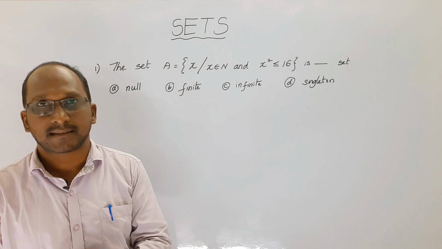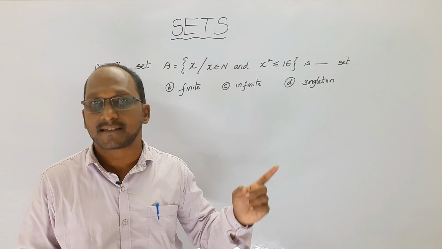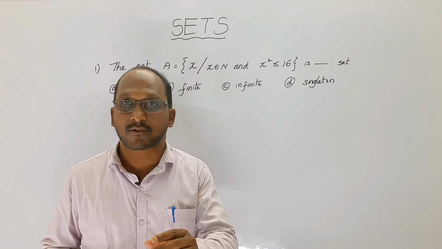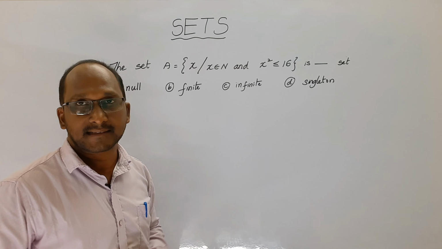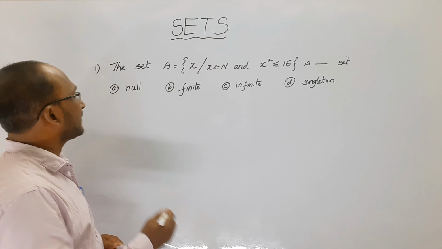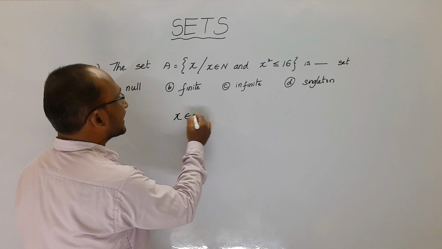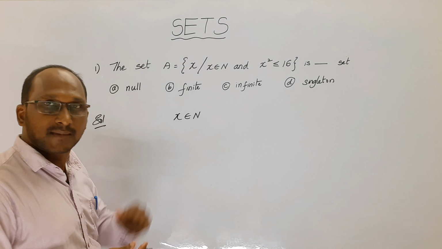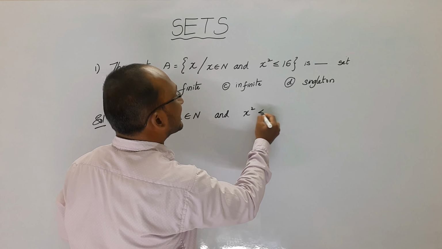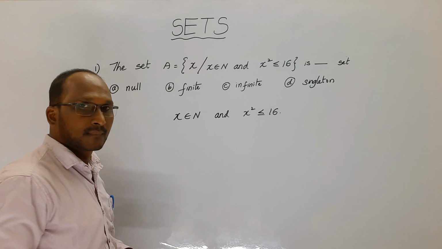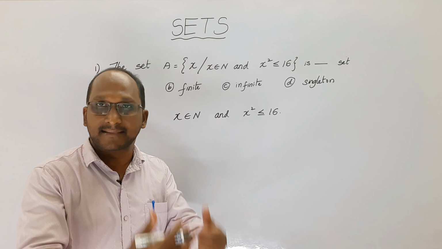So to decide the type of the set, first you have to write the given set in the roster form. That is also called list form. That's why here first let us list out the elements in the given set A. So what is the given set? The conditions in the given set are X is a natural number and its square is less than or equal to 16. So what are the natural numbers whose squares are less than or equal to 16?